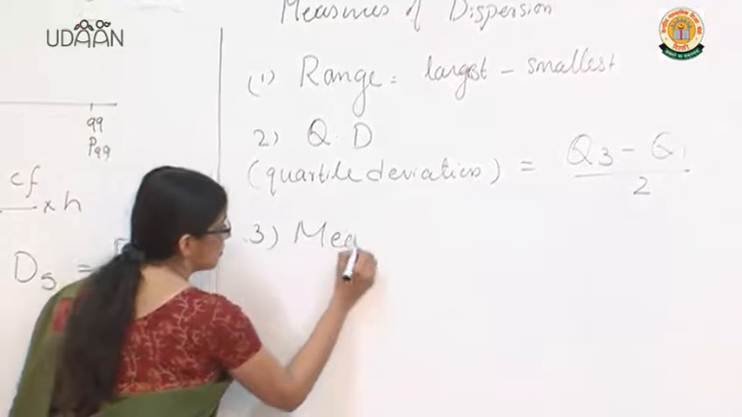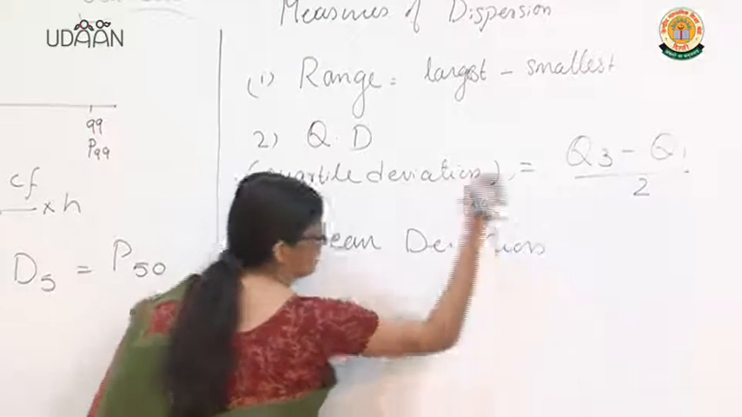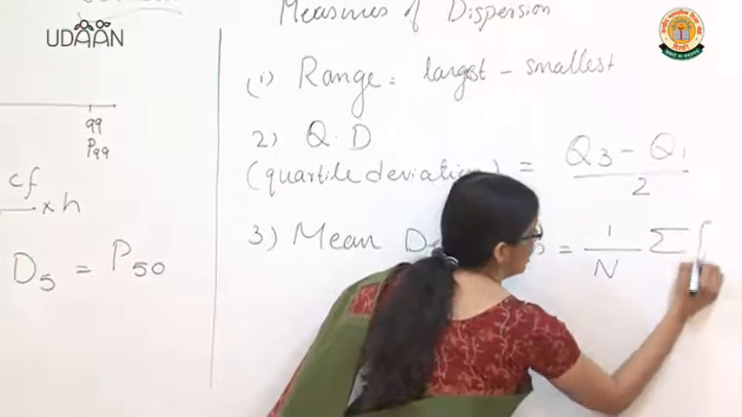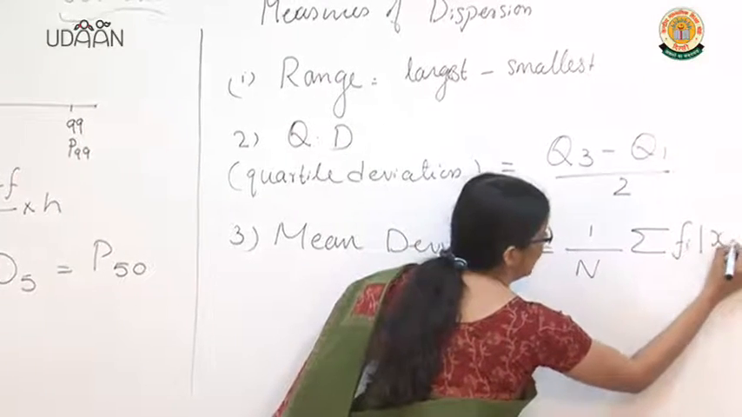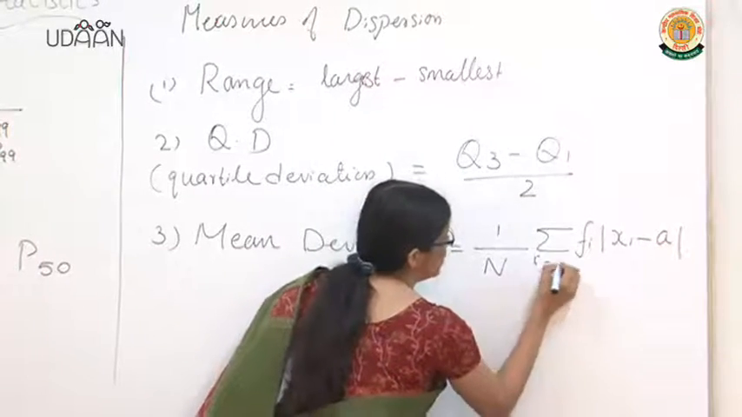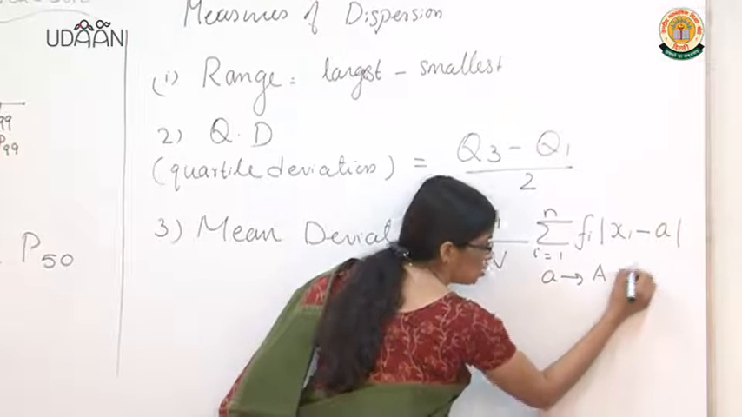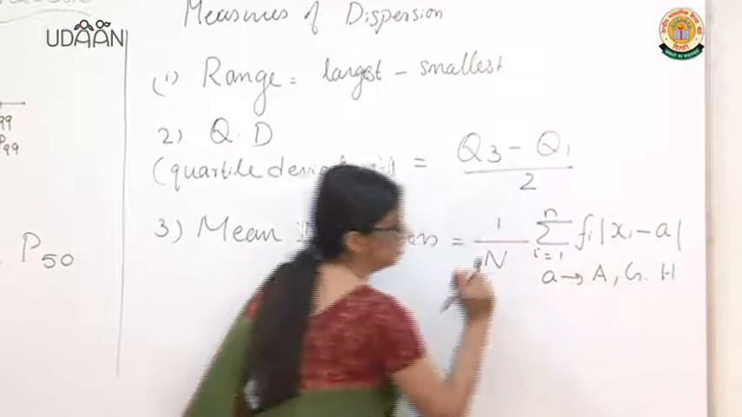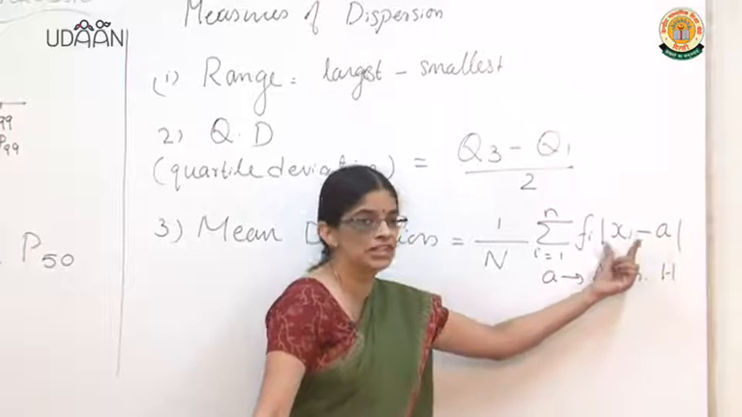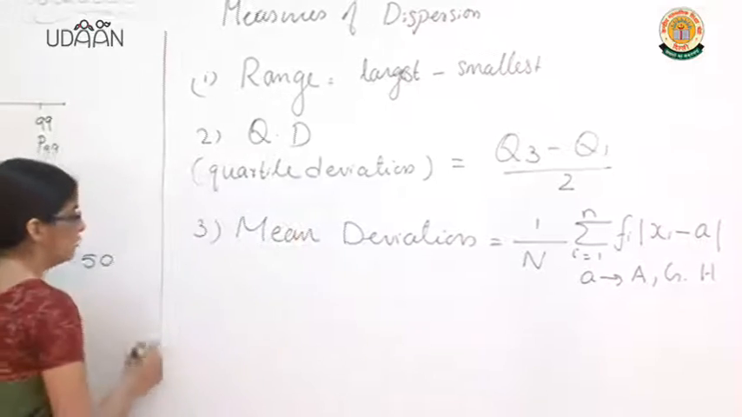Mean deviation. Do you remember the formula? For group data, I will write mean deviation is given by 1 by n sigma fi into mod xi minus a, where i varies from 1 to n. This a could be either arithmetic mean or geometric mean or harmonic mean as the case may be. Mainly we find the deviations from the observation and then take the modulus. This is the formula for finding the mean deviation.